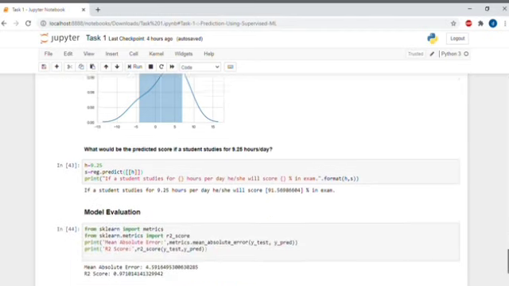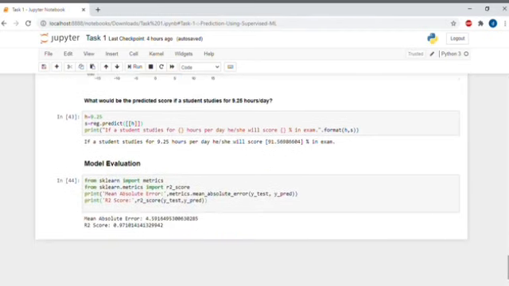So our main task is to predict the score for a student who studies for 9.25 hours per day. And here we are getting a 91.56% score for a student who studies 9.25 hours a day.